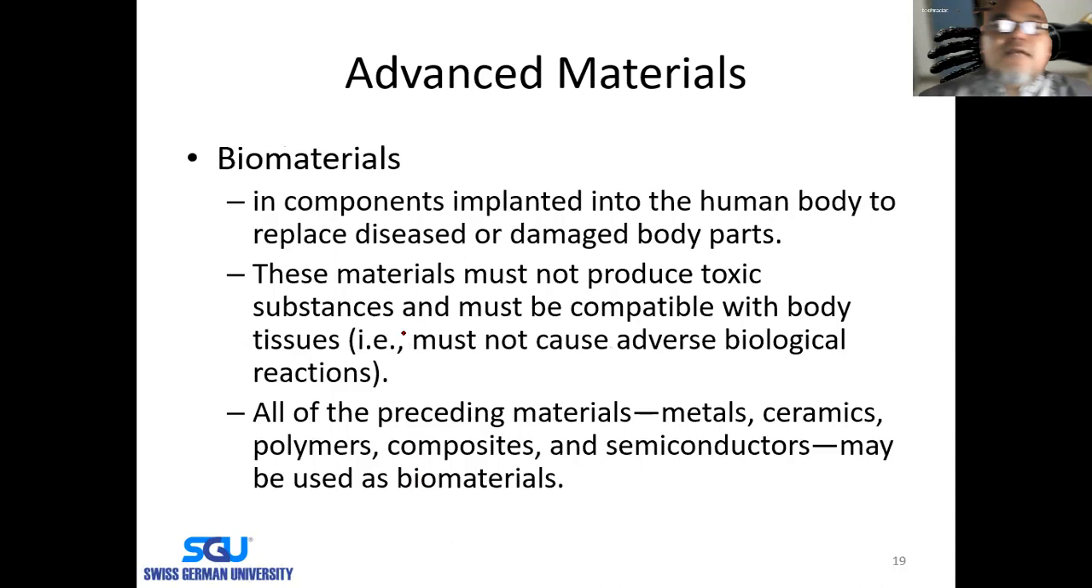Okay. Then we have biomaterials. These are components implanted into the human body to replace diseased or damaged body parts. These materials must not produce toxic substances and must be compatible with the body. We call this biocompatibility. It means that it should not cause an adverse biological reaction, for example from the immune system in our body. All of the preceding materials, metals, ceramics, polymers, composites, and semiconductors, may be used as biomaterials.